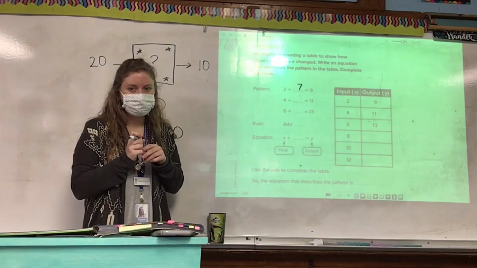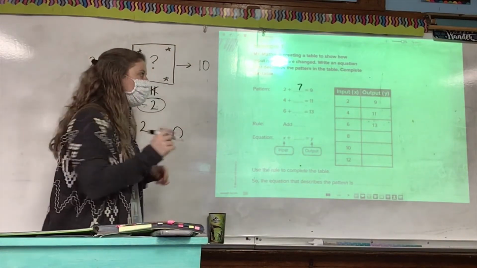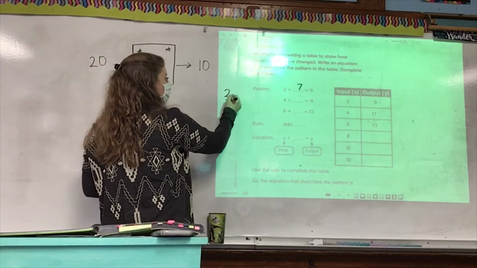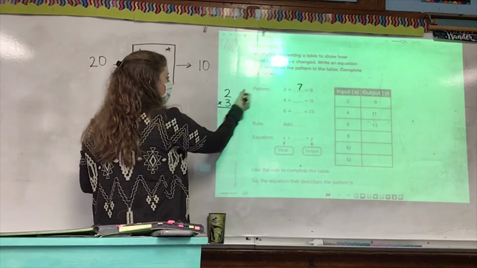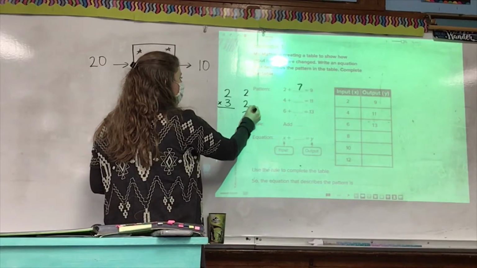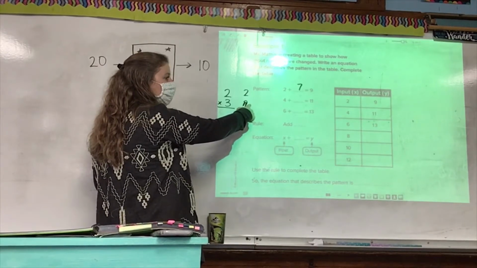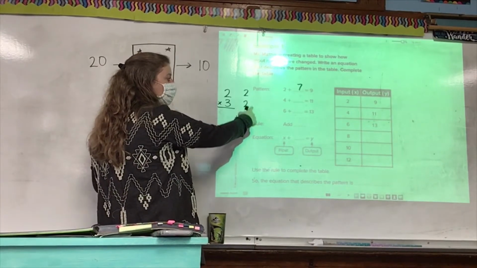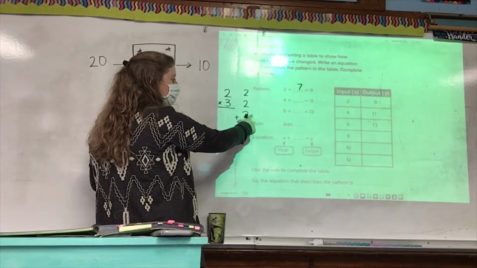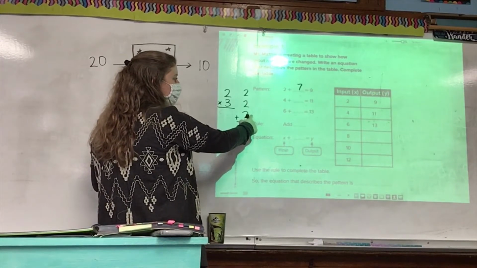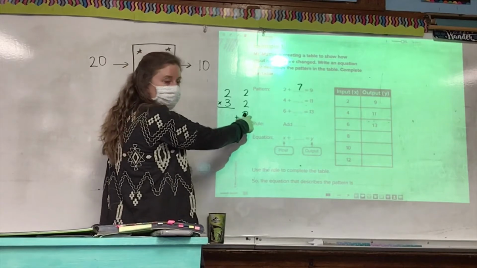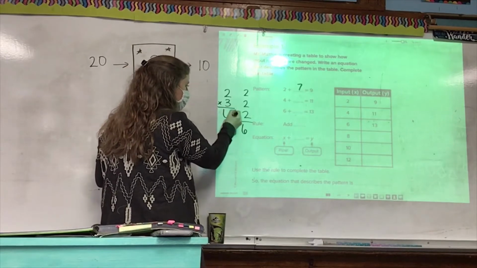We could multiply by 3. 2 times 3 means the same thing as 2 plus 2 plus 2. Zari, what's 2 plus 2? 4. Plus 2? 6. So that means 2 times 3 is 6.